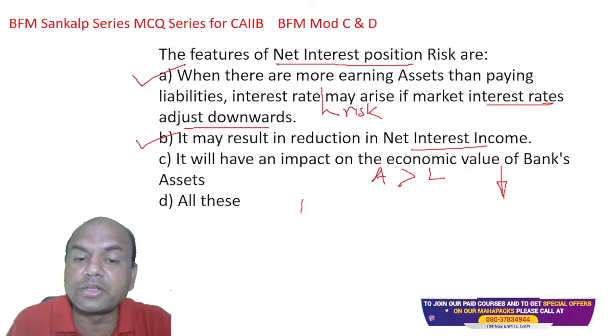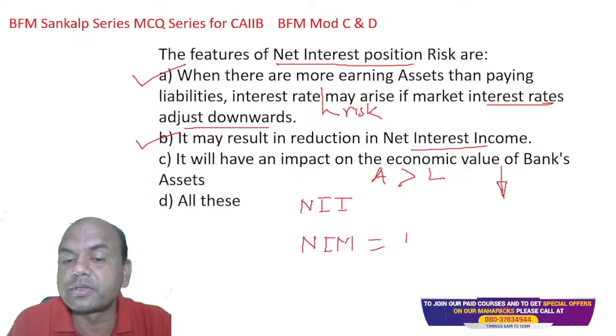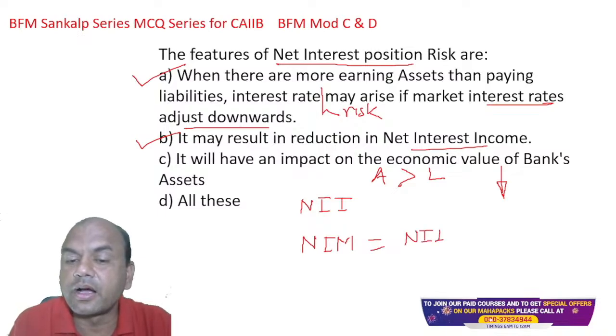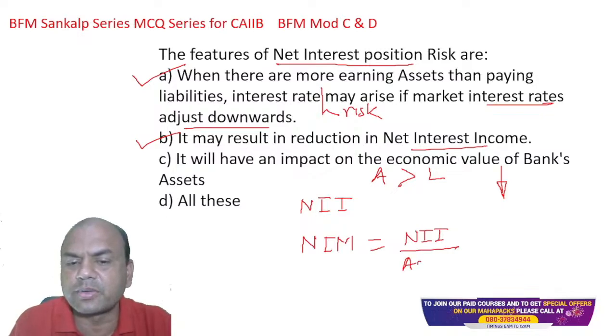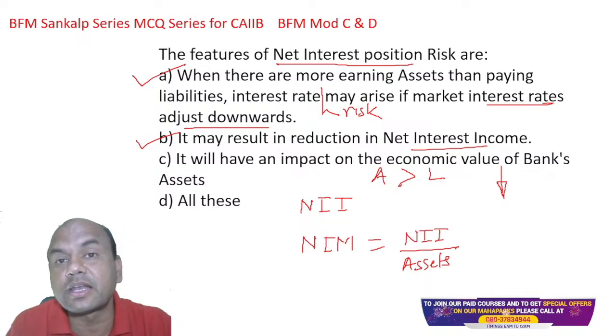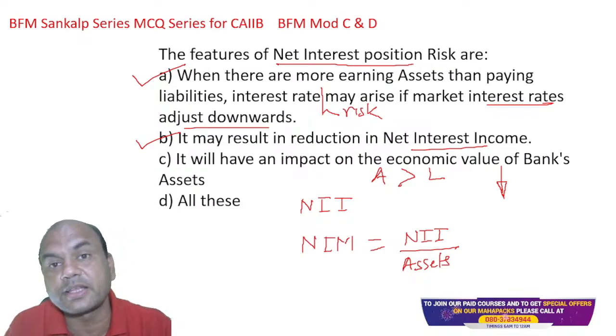NII means what? Net interest income. And NIM. What is the difference between these two? NIM equals NII upon earning assets. Actually, you can write it as assets also, but it's actually earning assets, not NPA ones. So this is NIM, and NII means net interest income, the difference between your liabilities and asset products.